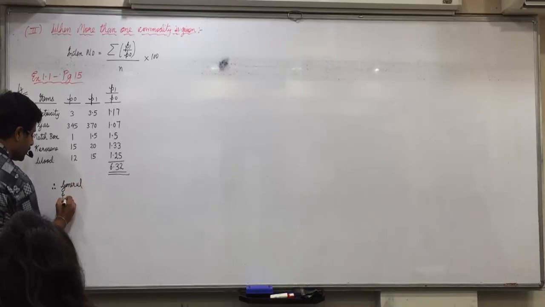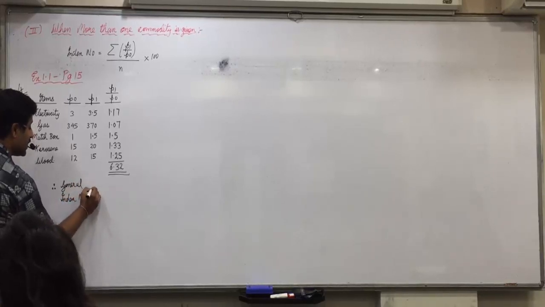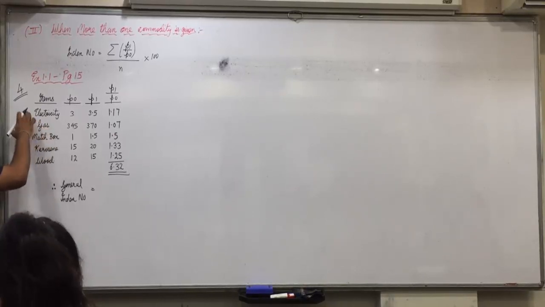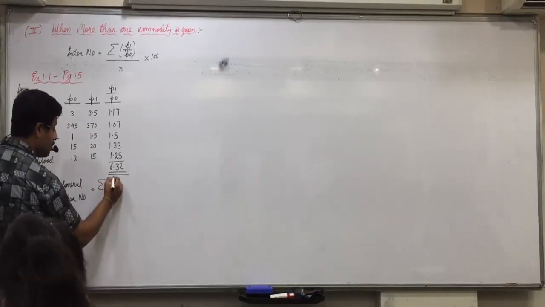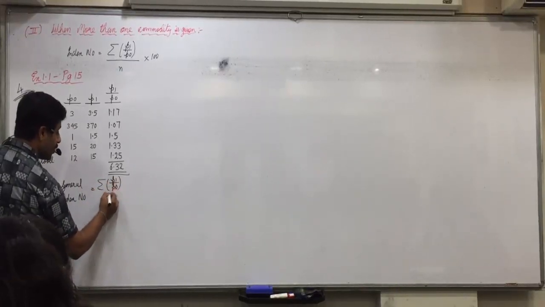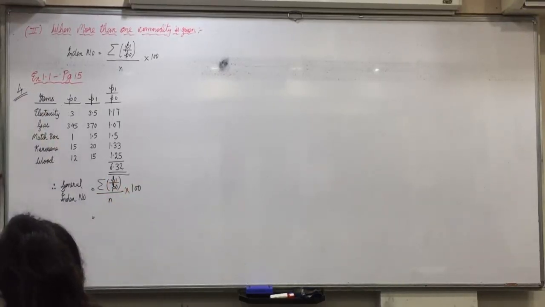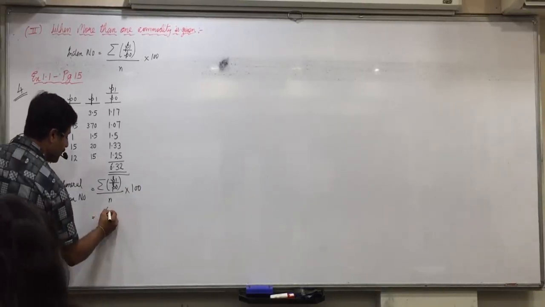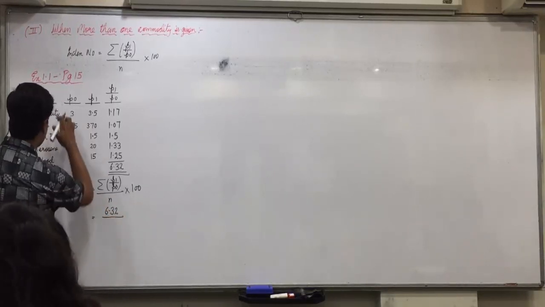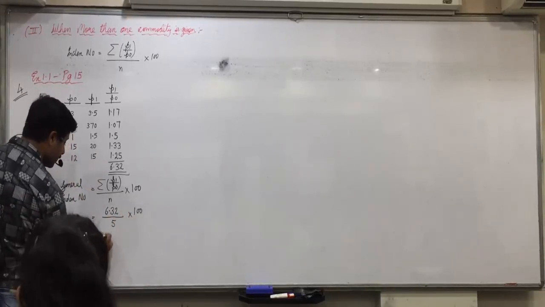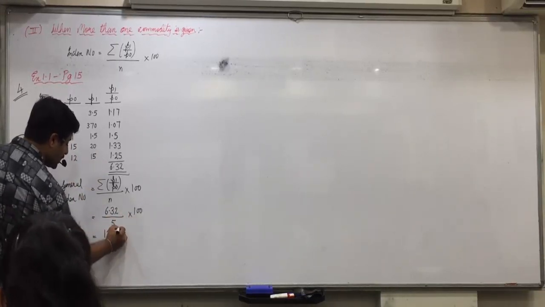Why do they say the word general? Because it is the index number of 5 commodities. It is not only the index number of electricity or gas, it is the index number of all, so general index number. Sigma P1 upon P0 upon N into 100. So P1 upon P0's total, how much did we get? 6.32. How many commodities are there? 5. So divided by 5 into 100. 126.4.